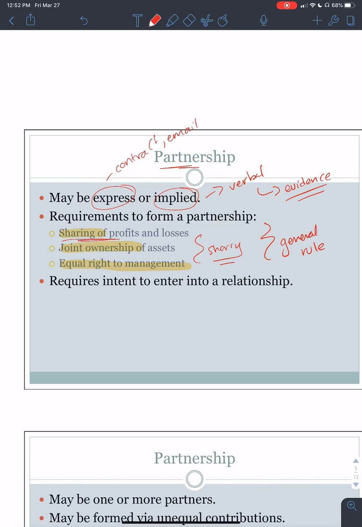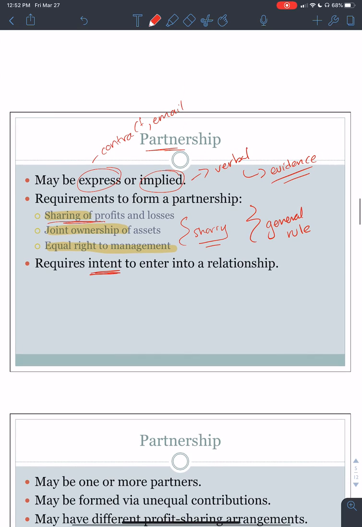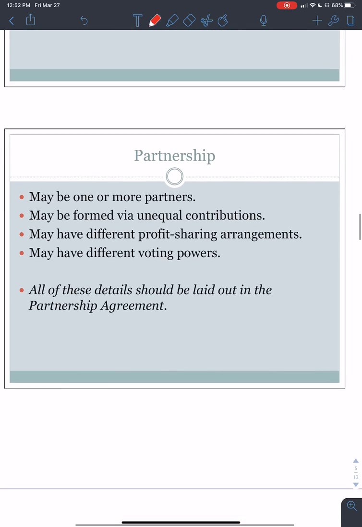In some states, if there's a dispute, you have to also prove the intent. Somebody might say, I never wanted to enter into a partnership. It was implied. I had a verbal agreement. Well, then we have a dispute about the intent, and then evidence has to be procured to show intent to enter into a relationship.